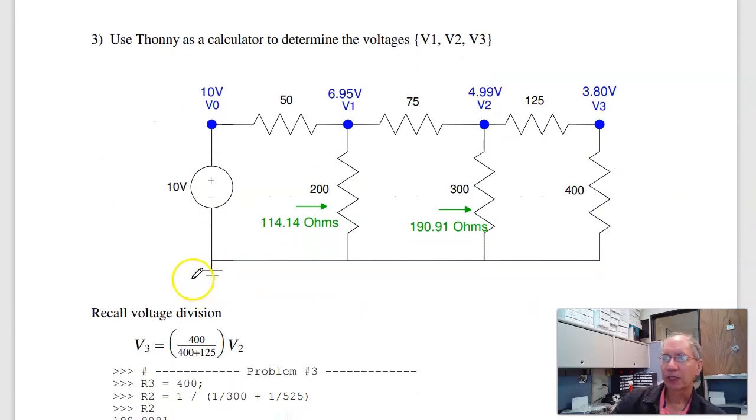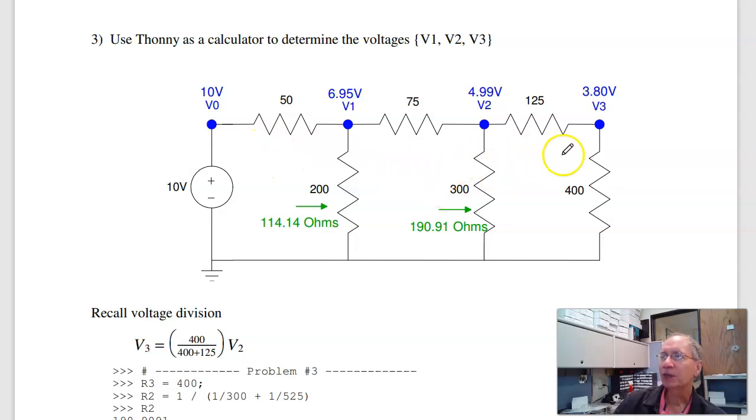Voltage division. In voltage division, I use resistance. In current division, I use admittance. It's what I'm measuring over the total. So V3 is 400 over 400 plus 125 times V2. V2 is this impedance over 75 plus this impedance, times V1. V1 is that percentage of V0.